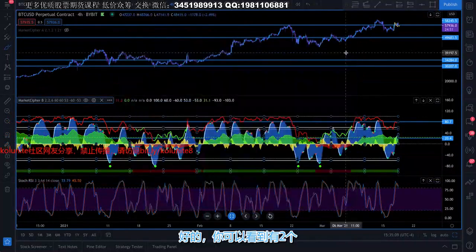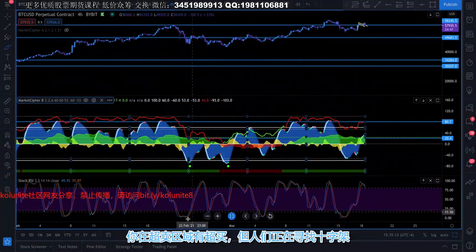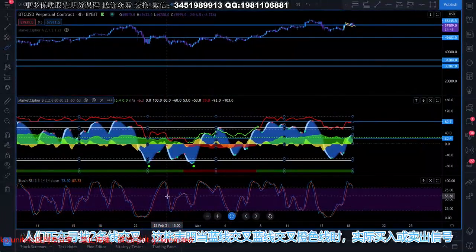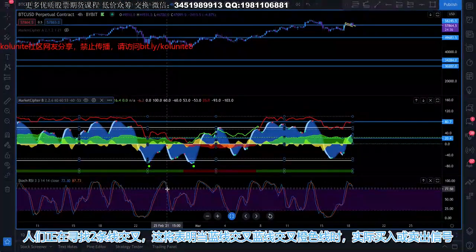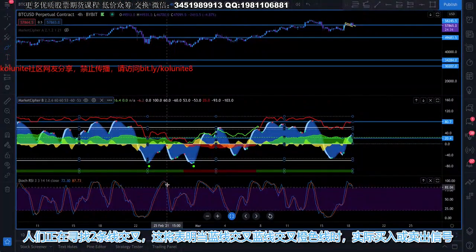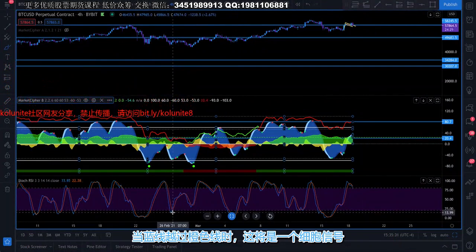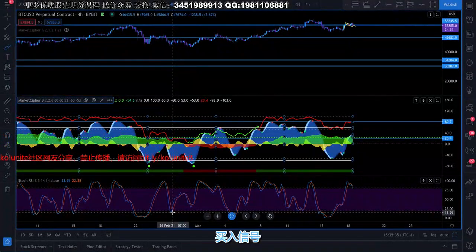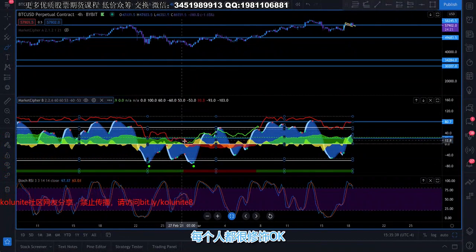Okay, you can see that there are two lines here. Basically, you have your overbought and your oversold regions, but people are looking for the cross. People are looking for the two lines to cross over, and that will indicate actual buy or sell signals, right? When the blue line crosses under the orange line, that would be a sell signal. When the blue line crosses above the orange line, that would be a buy signal.